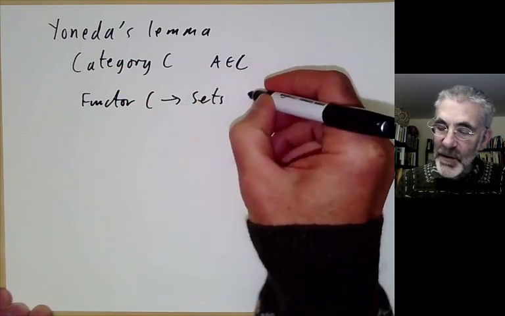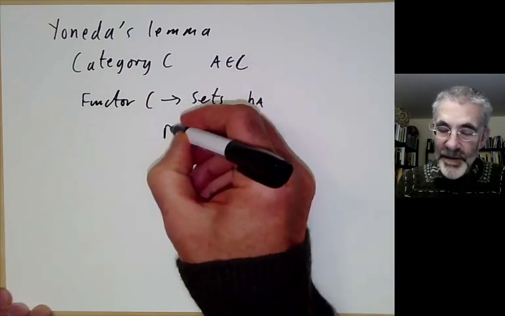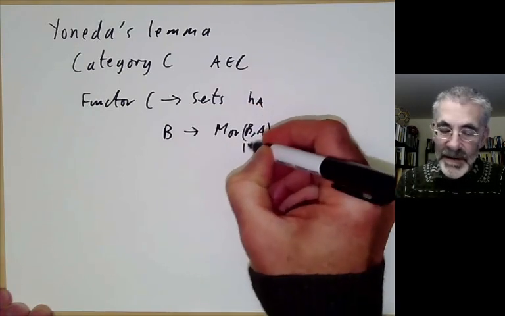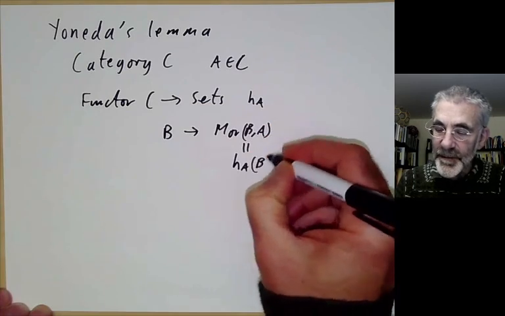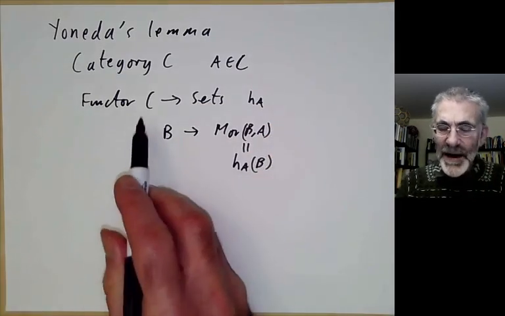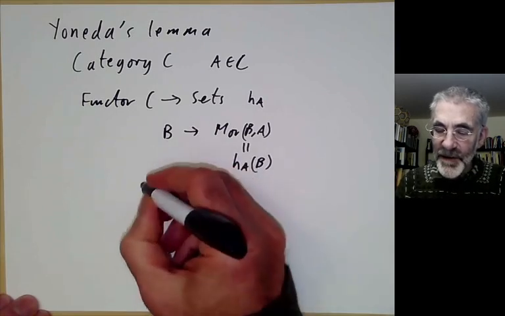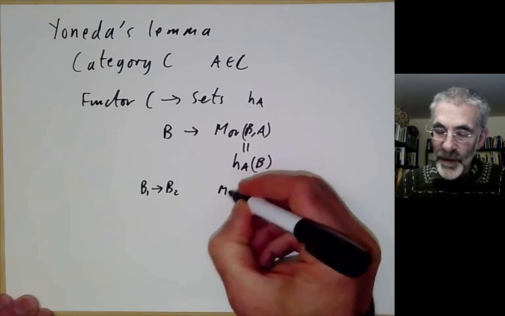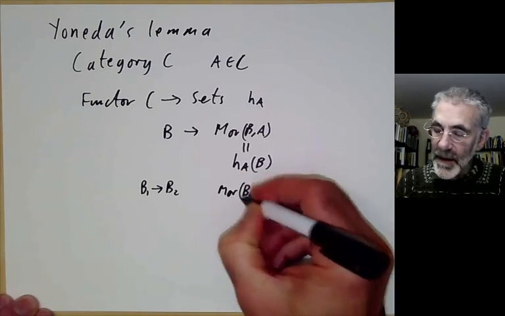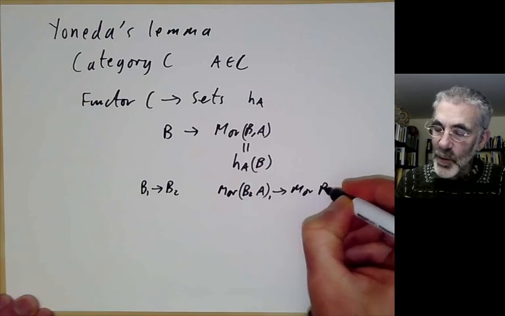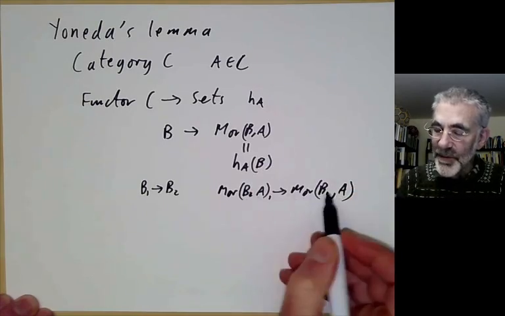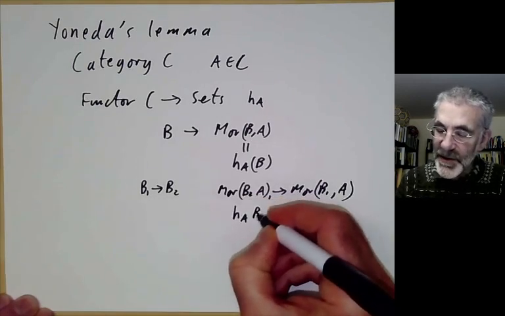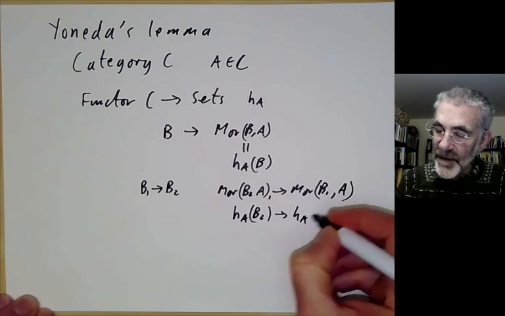And this functor is going to be called HA, and it's going to take B to the morphisms from B to A. So this is just HA of B. And when I say a functor, it's a contravariant functor, because if we've got a map from B1 to B2, then we get a map from morphisms of B2 to A to morphisms of B1 to A. And you notice that B1 and B2, their order has been switched here. So in other words, we're getting that from HA of B2 to HA of B1.